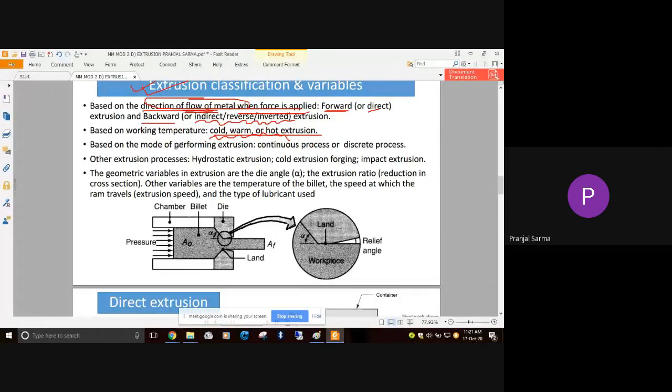Next, similarly, in which mode the extrusion process is carried out: is it a continuous process or a discrete process? We can also divide it that way. And there are certain other special types of extrusion process like hydrostatic extrusion, cold extrusion forging process, impact extrusion process, etc. So these are some of the classifications of the extrusion process.